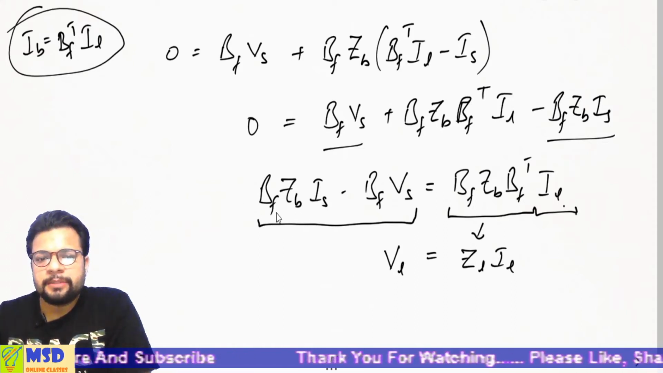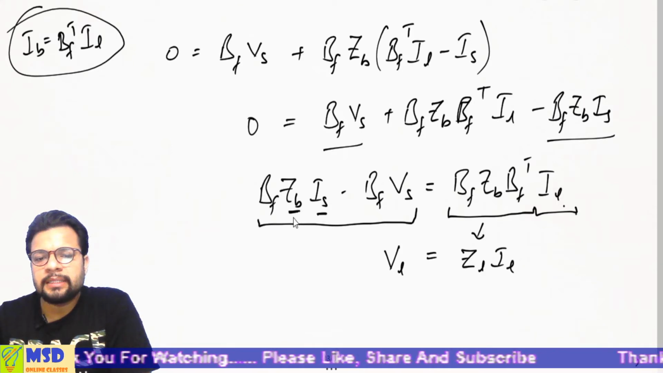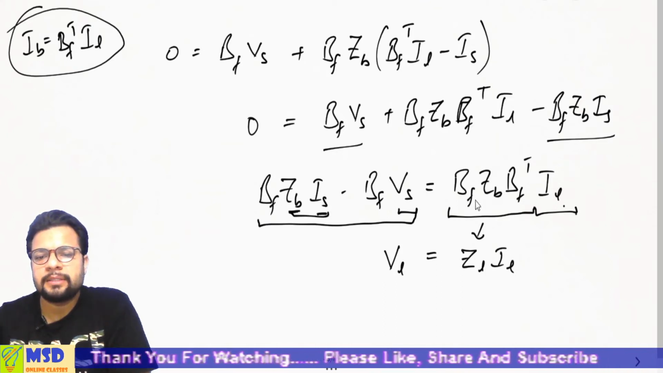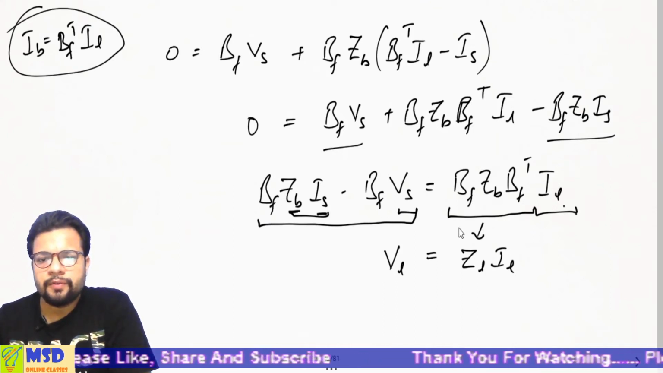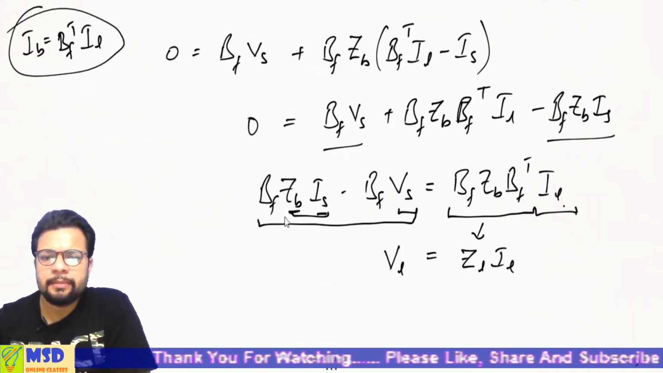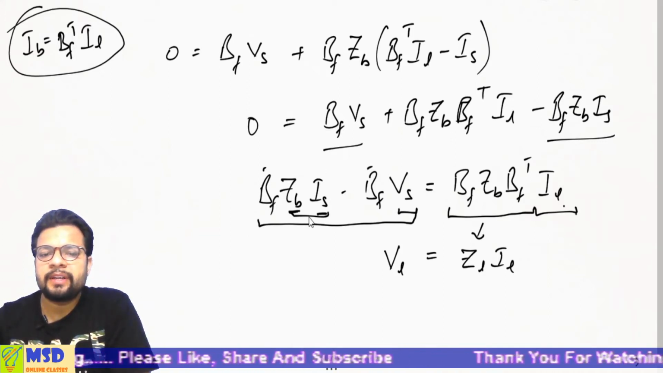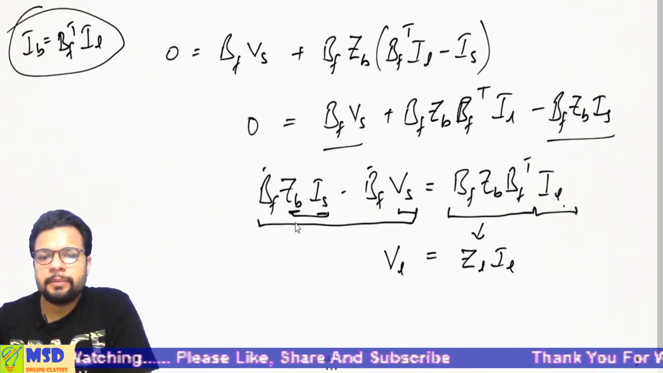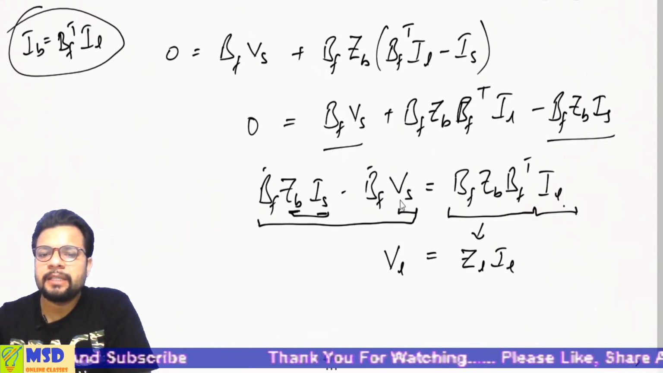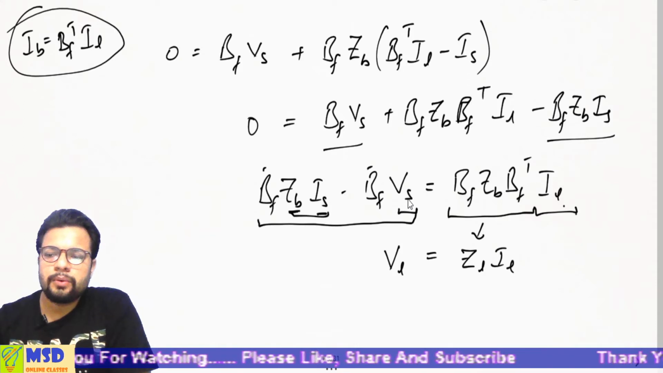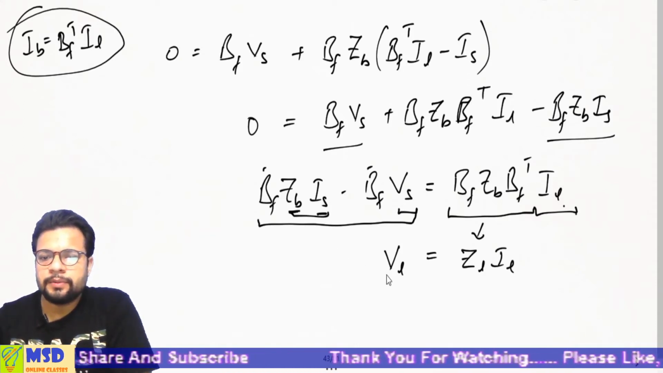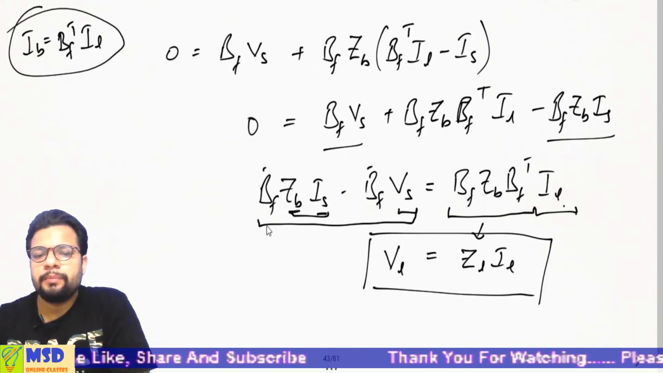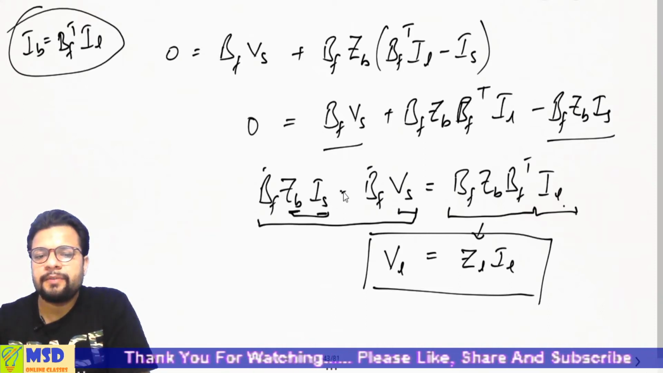And if we look at the units too, ZB into IS will give you a voltage term, and here again this is a voltage term. BF matrix is having only 0 or 1 values. Okay, so this is a real number, so it will not have any effect on the units. ZB into IS, the multiplication of these two terms will definitely give you voltage terms, and the VS matrix would also have only voltage values. Therefore we can say VL equals BF into ZB into IS minus BF into VS.